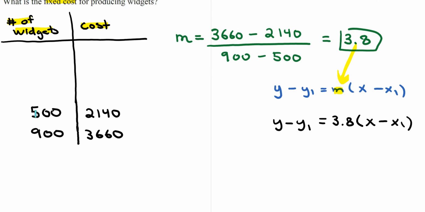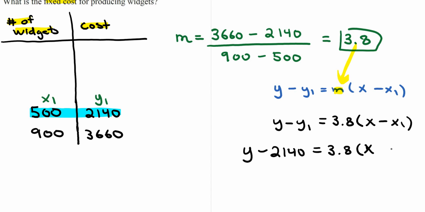What we need to do first is take one point at least. Let's take this point right here. We can label this as y1, and this could be x1. All right, so in order to continue my equation of a line, I can write y minus 2,140 equals 3.8 times x minus 500.